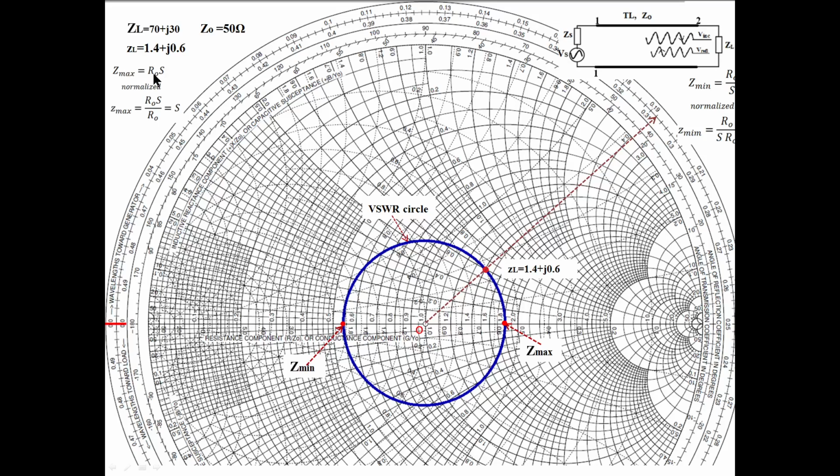But you normalize this, what do you get? This is S. So from the Smith chart, we are reading the normalized Z maxima, and it is also equal to VSWR. So from the Smith chart, we can find VSWR for a given load. This is the load given. What is the VSWR? It is 1.8. What is the Z maxima? That is also equal to 1.8, the normalized value. Both we can read from the Smith chart easily.